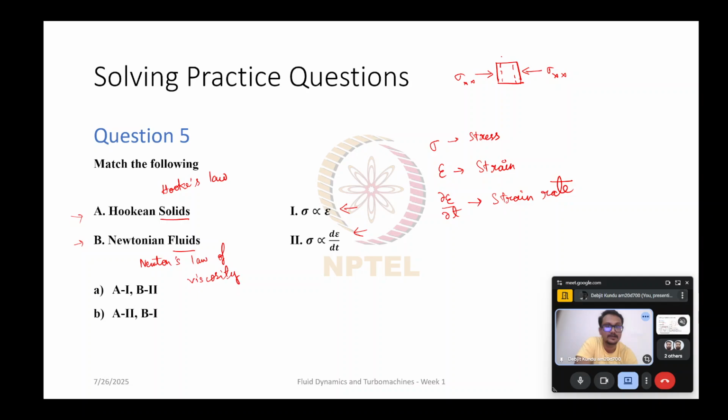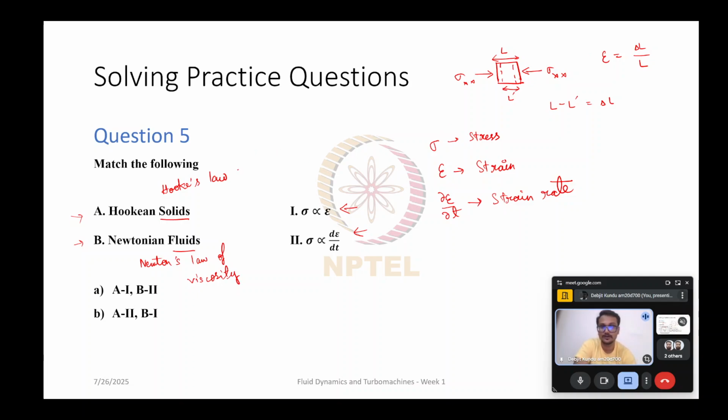So if the original dimension was L and it became some L prime, L prime would be smaller than L. L minus L prime, let's call it delta L. So another definition here is that strain is the percentage change or the fractional change in dimensions. So this is strain. I applied stress, and as a result some strain happened.